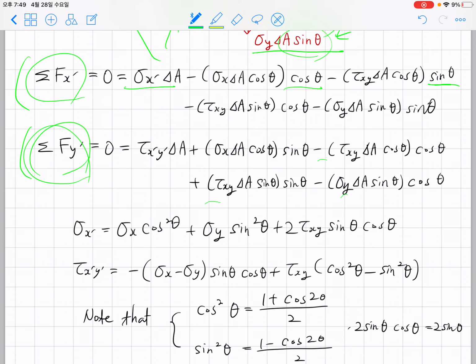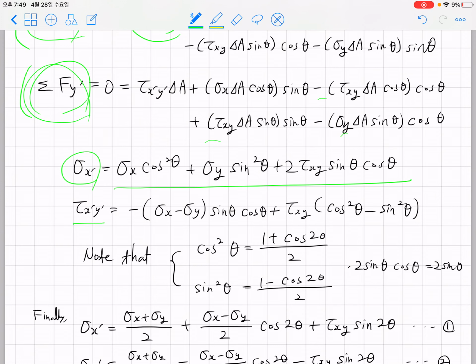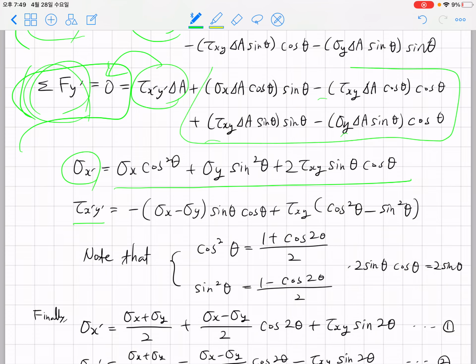If we move this term to the left hand side and divide both sides by delta A, and delta x prime can be written like this, and tau x prime y prime, starting from this equation, if we move this term to the left hand side and sum up the 4 right hand side terms and simplify, we have these terms. So what we have found is that we can represent sigma x prime in terms of sigma x, sigma y, and tau xy. We can represent tau x prime y prime in terms of sigma x, sigma y, and tau xy.